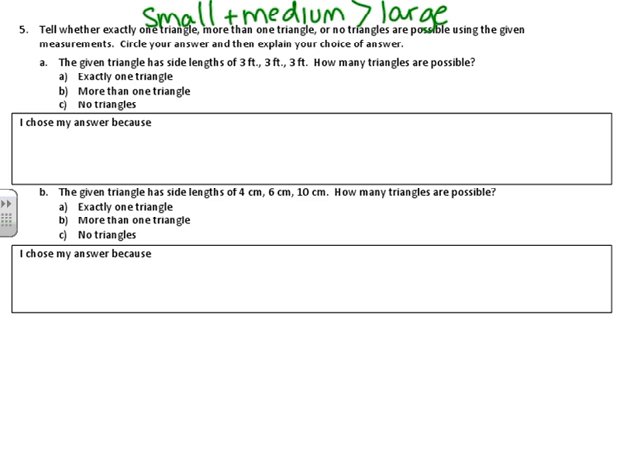Okay, so part A, if you have side lengths of 3, 3, and 3, you would get exactly one triangle. It would be a nice little equilateral triangle. Each angle would be 60 degrees, and there's only one way to do that. When you explain, say something about your triangle inequality theorem. You could say, since 3 plus 3 is greater than 3, I can use the triangle inequality theorem to prove that there's a triangle.